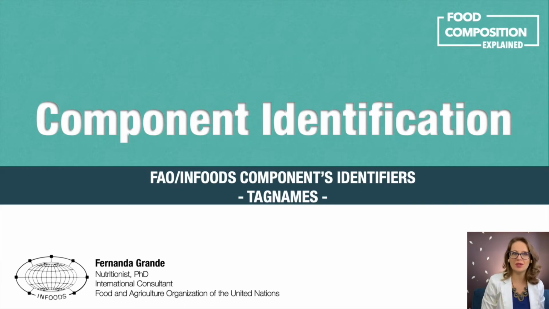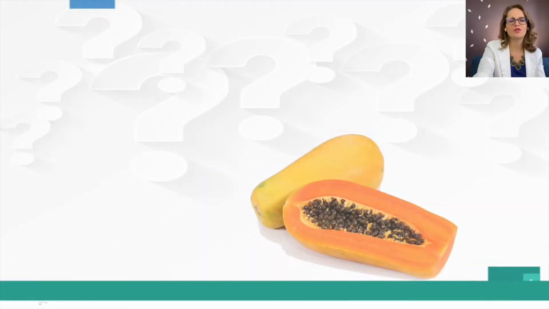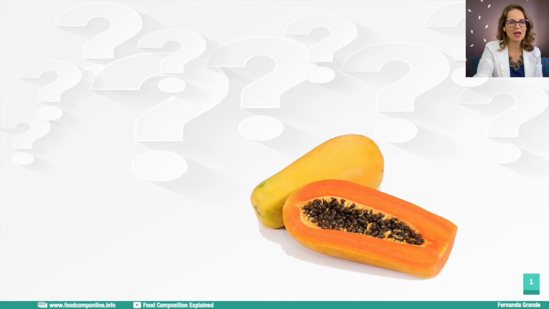But before we start, let's see some examples to understand the importance of the component identification. For example, if we want to know how much vitamin A is in papaya, we need to look for this information in food composition tables. So let's take the information available in some food composition tables.